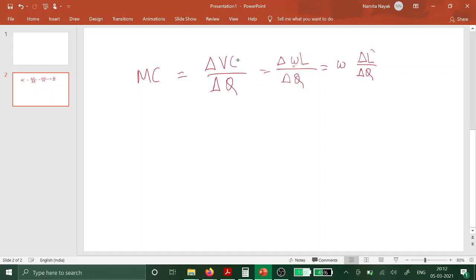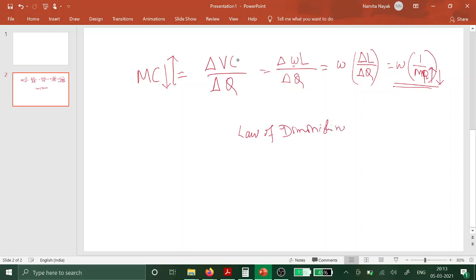This change in output due to change in labor is nothing but the marginal product of labor. So if the marginal product of labor increases, your MC will decline. And your MC will increase if MP goes down. And why does the marginal product decline? Because of the operation of the law of diminishing marginal returns. Got the point?